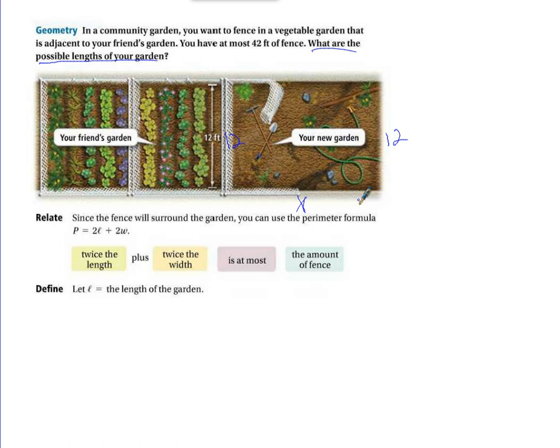It says you have at most 42 feet of fence. And we have to put a fence all the way around this thing. So all the way around a shape is called what? The perimeter. We're looking for the perimeter here. To find the perimeter, we just add up all the sides. What's this side? So it's x. So we have x plus 12 plus x plus 12. And it says we have at most 42 feet of fence.